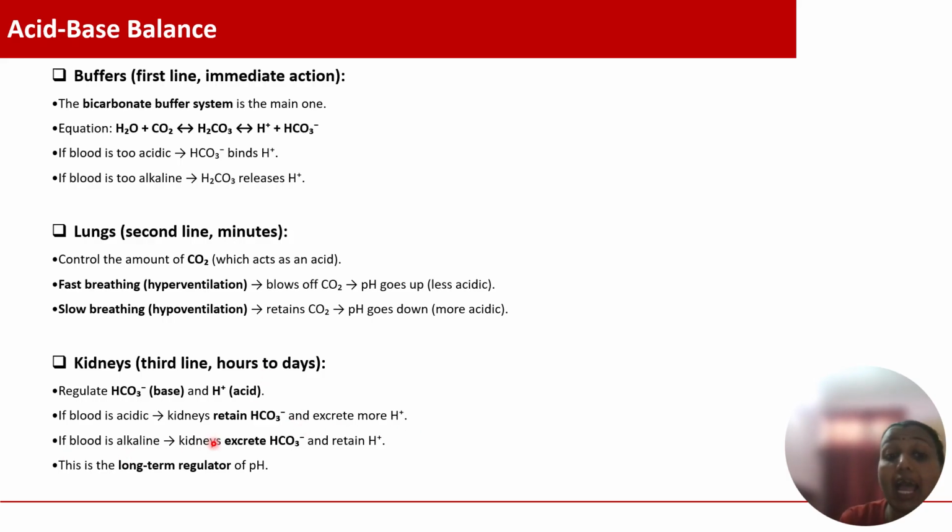If the blood is alkaline, if the blood is in an alkalosis condition, what will happen? Kidneys excrete the HCO3 and retain the H plus. This is the balancing. Whatever I have explained, buffer, lungs and kidneys, that is the normal thing happening in our body. This is the long-term regulator of pH.